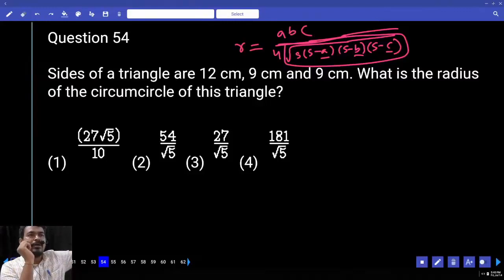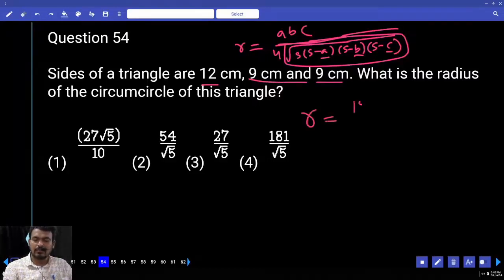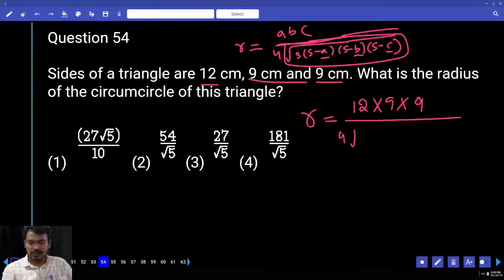Normally, what is the formula for all triangles? S into S minus A into S minus B into S minus C. Okay, and here what are the three sides given? A, B, C are given. Means R equals, what is the A value? 12, B value 9, C value 9, by 4 into square root of S into S minus A.